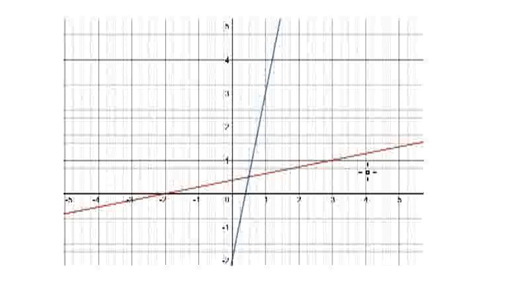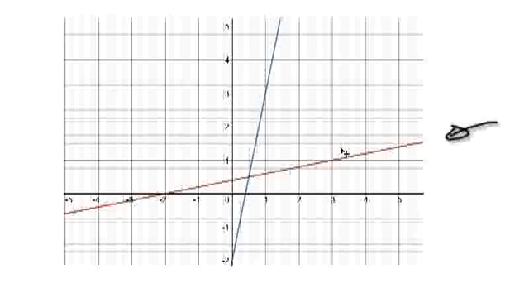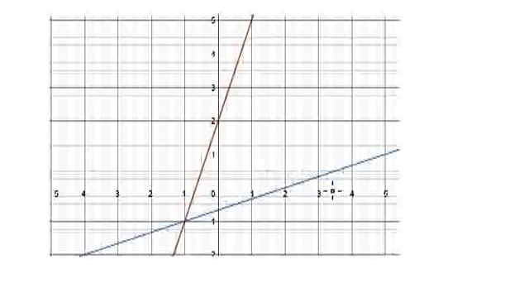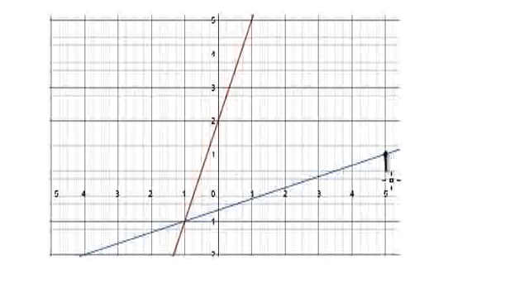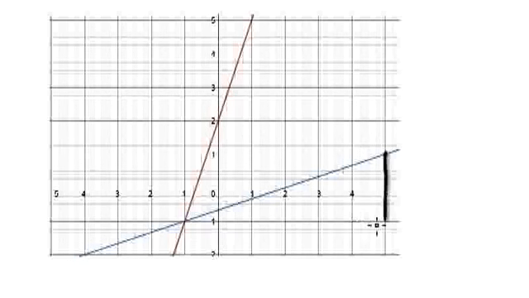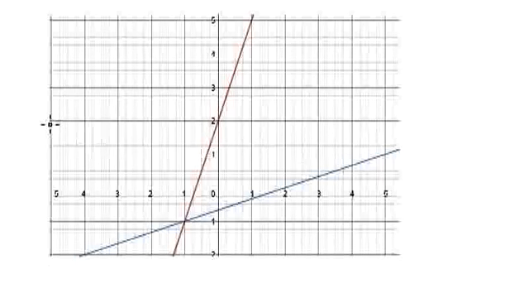Okay, let's look at another one here. Let's look at this blue line here. So let's say 2 up, and 2, 4, 6, 6 across. So looking at the blue line, the gradient is 2 over 6.